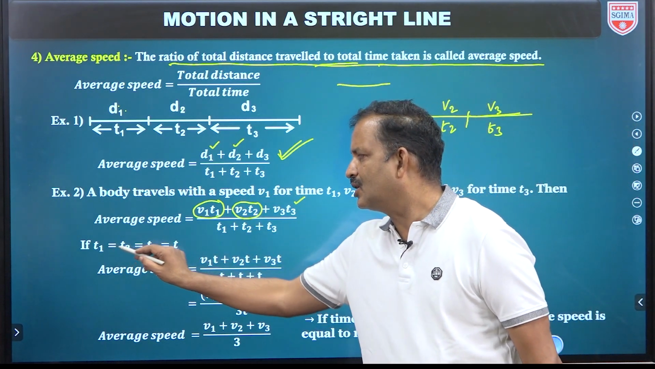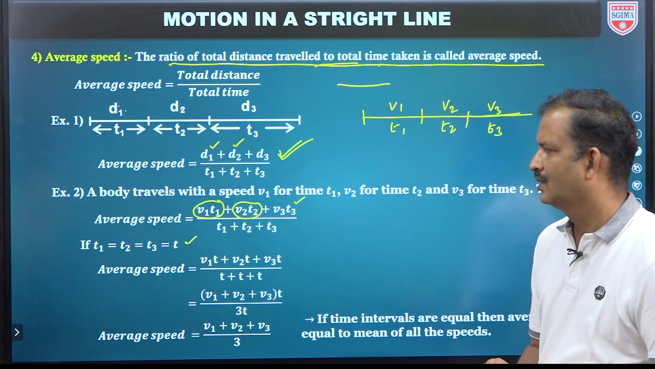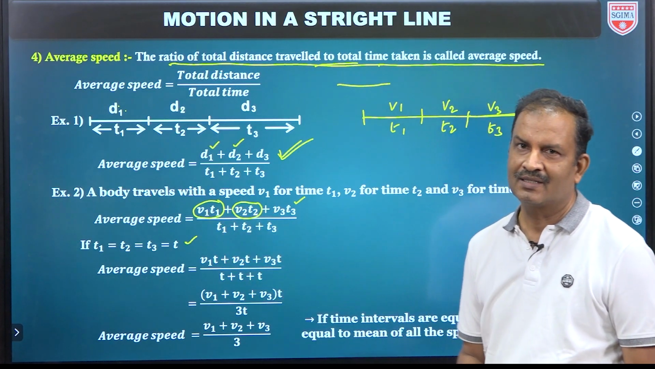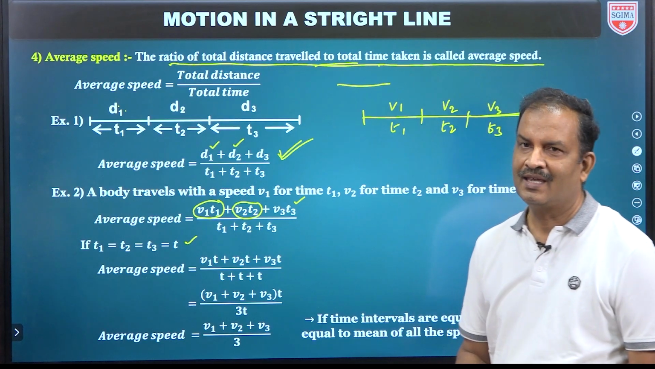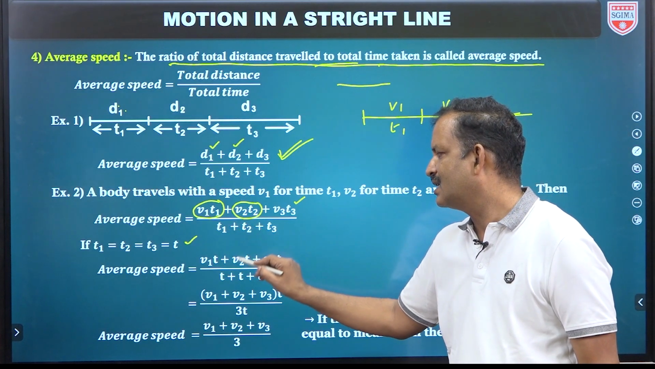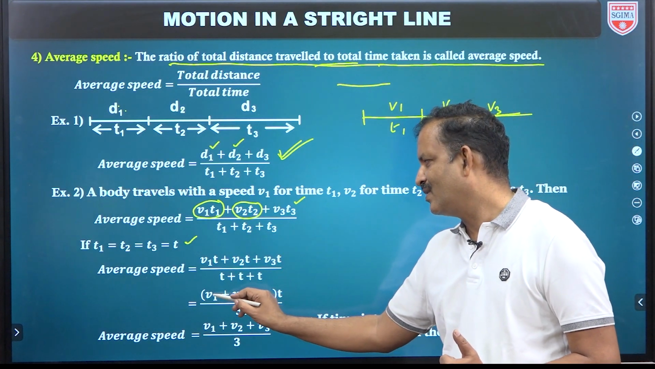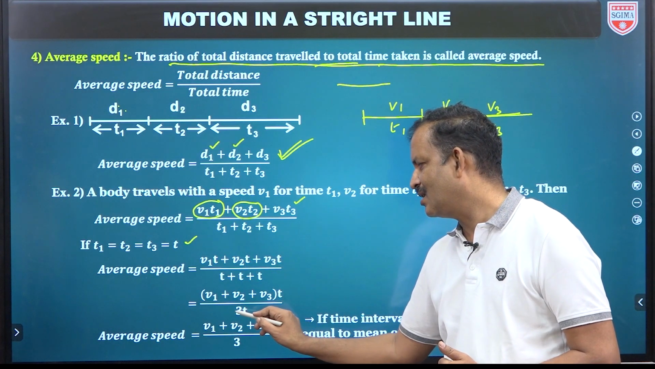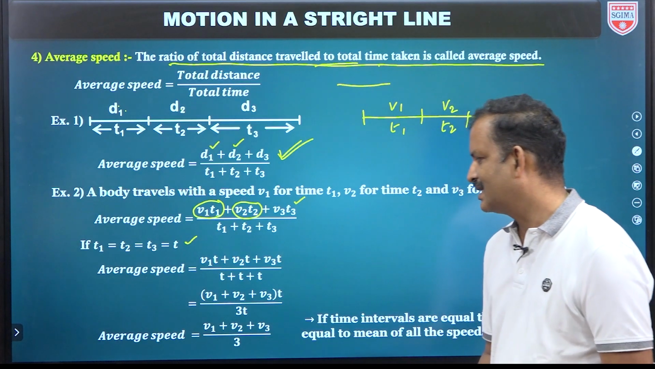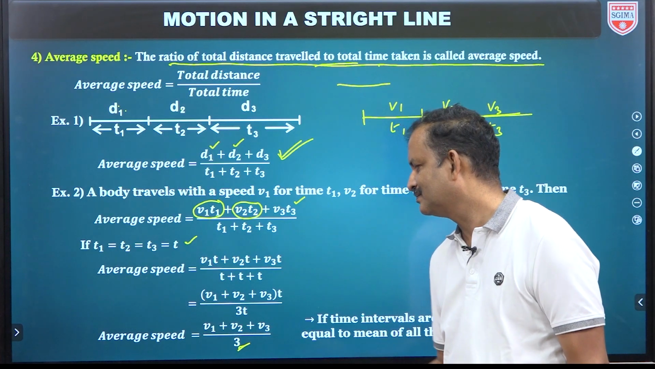If t1, t2, t3 are all equal to t, then instead of t1, t2, t3 we write t each time. Then what do you get? v1 plus v2 plus v3 into t by 3t. Then t will cancel. So the average speed is v1 plus v2 plus v3 by 3.